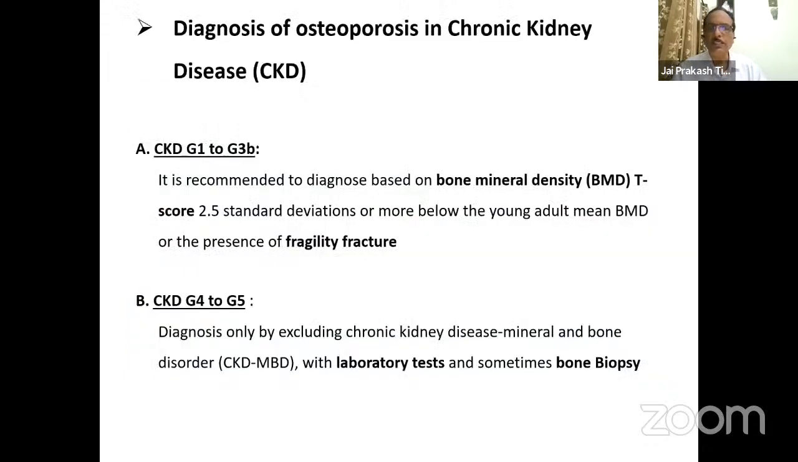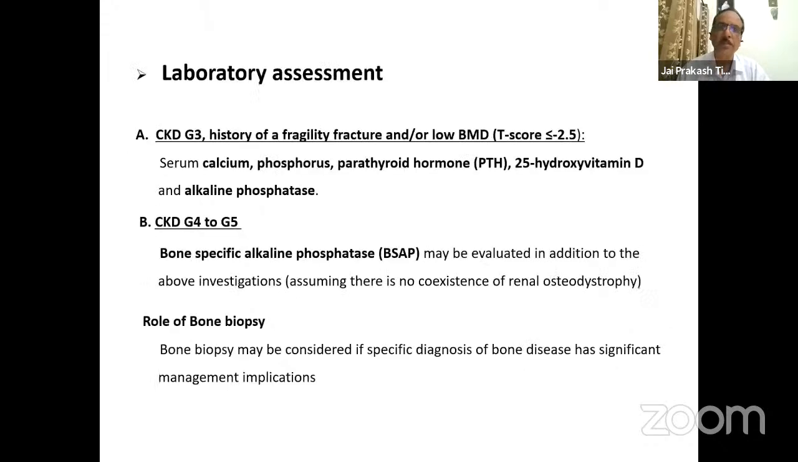In the early stage, stage 1 to 3B, it is recommended to diagnose based on the BMD, bone mineral density, a T score of 2.5 standard deviations or more below the young adult mean BMD, or presence of fragility fracture. In the late stage, stage 4-5, diagnosis is made only after excluding chronic kidney disease mineral bone disease, with laboratory tests and sometimes bone biopsy.